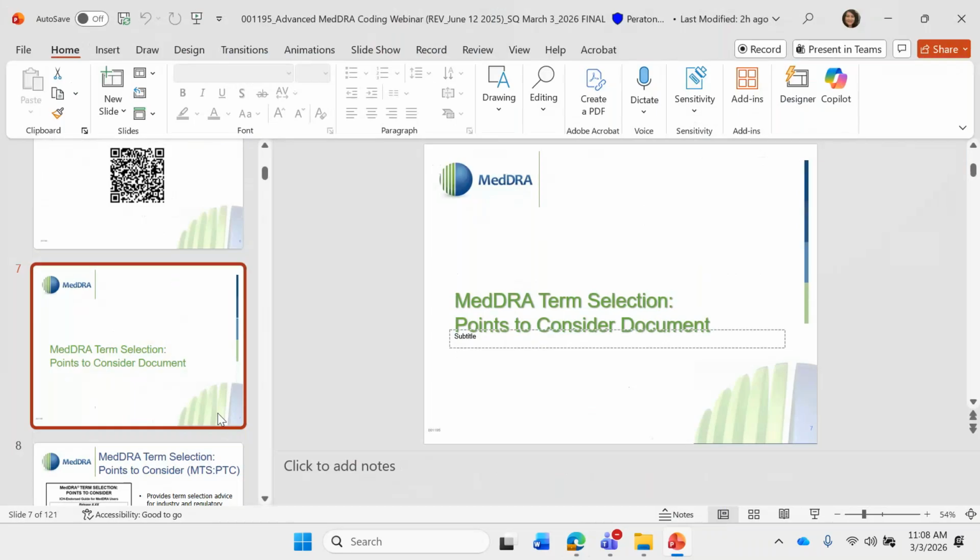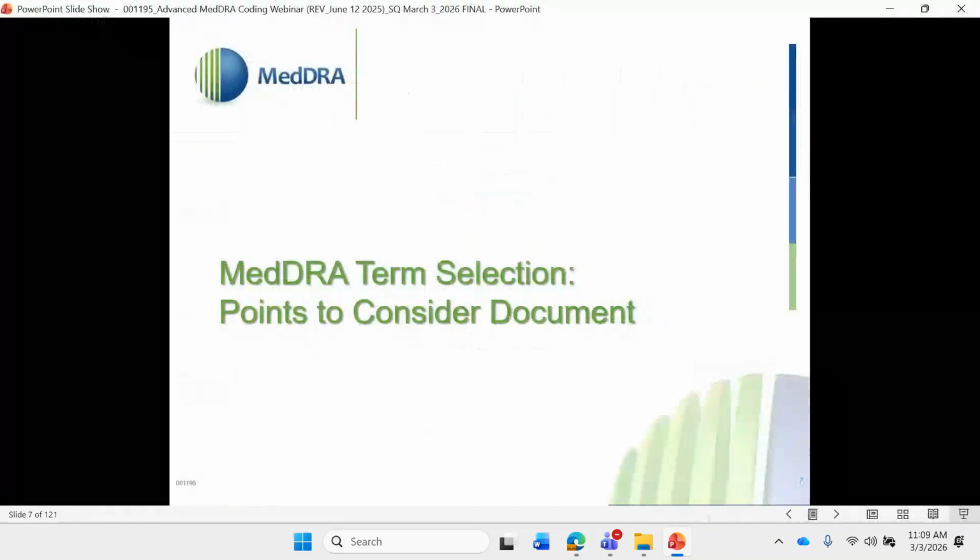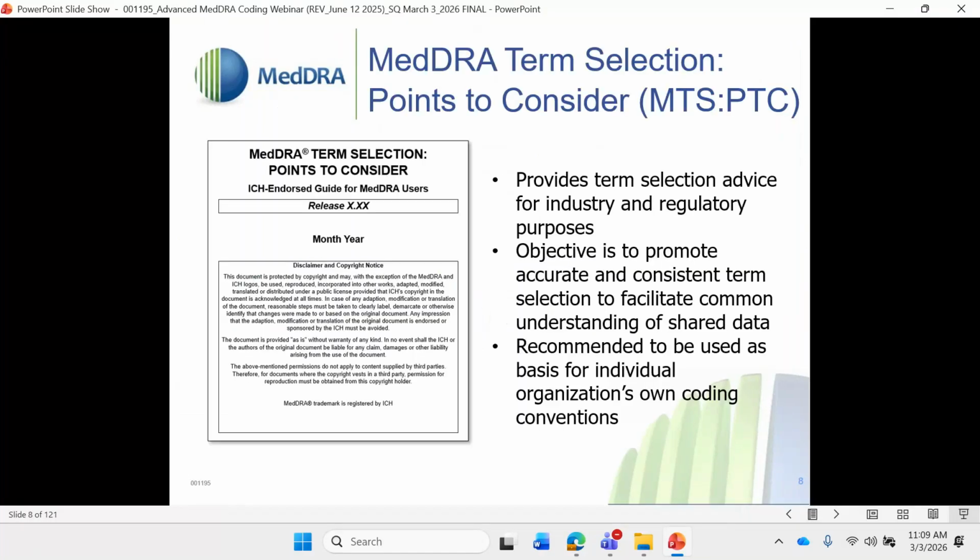Okay, so we are going to now look at the document that I mentioned, the MedDRA Term Selection: Points to Consider document. And here is the cover page, or the first page of this document. Basically, this is one of many in our suite of PTC documents. This is specifically the one on MedDRA term selection. And what is the primary aim of this document? It basically provides you term selection or coding advice, right? For both industry as well as regulators, because as we know, both industry and regulators use MedDRA.